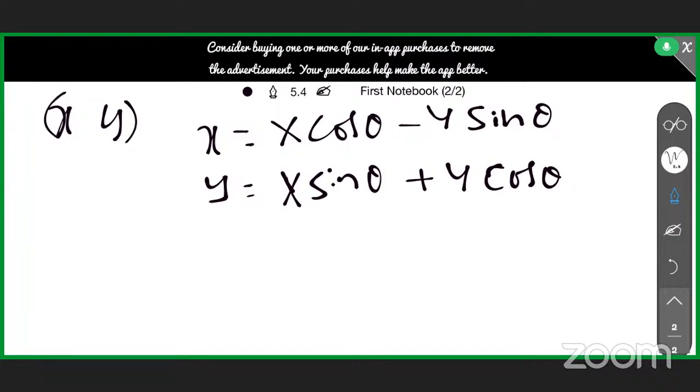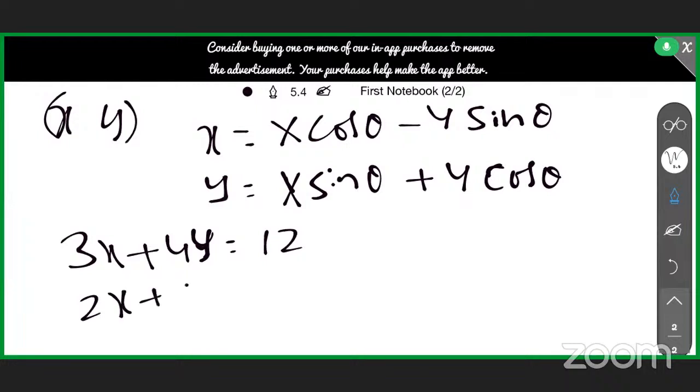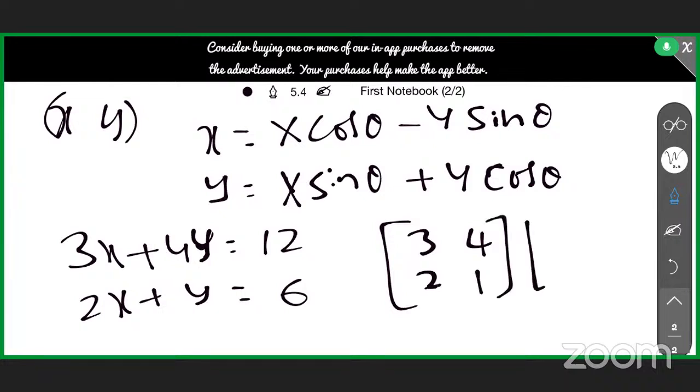So let us say now 3x plus 4y is equal to 12 and 2x plus y is equal to 6. How do you write this in matrix form? We write first the x coefficient, then the y coefficient of the first equation. Second equation, the x coefficient and the y coefficient, with the variables x and y, is equal to 12 and 6.